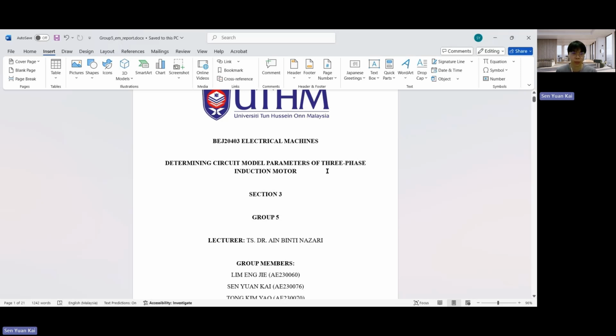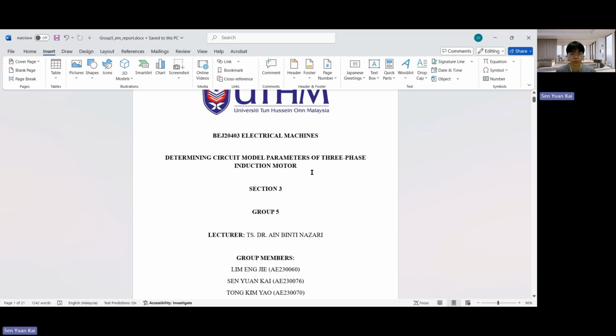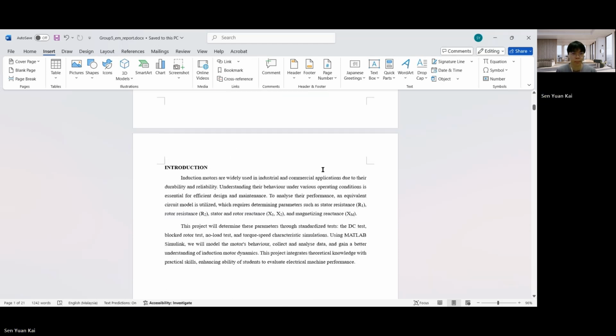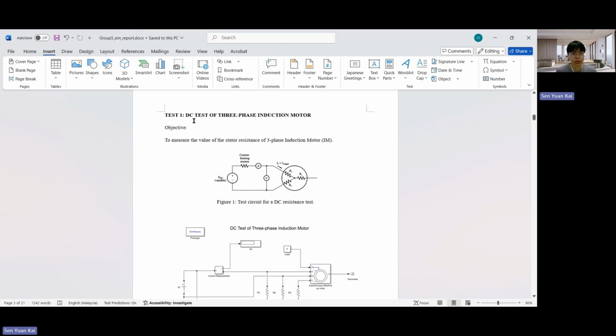Today we will present our project, determining circuit model parameters of a three-phase induction motor. In this project, we will do 4 tasks. The first task is the DC test of the three-phase induction motor. The DC test is normally used to determine the winding resistance of the stator.